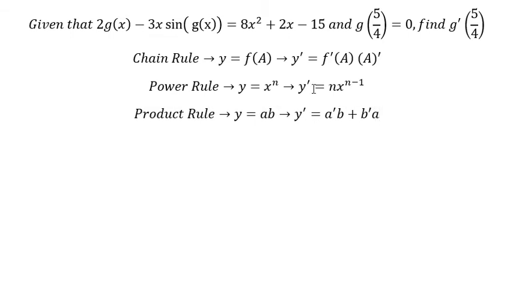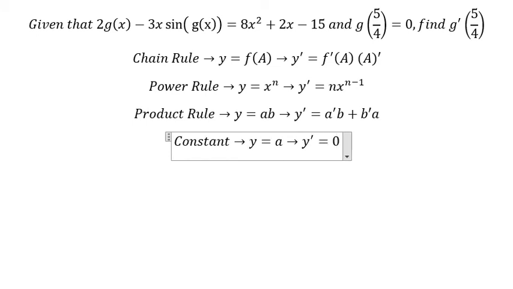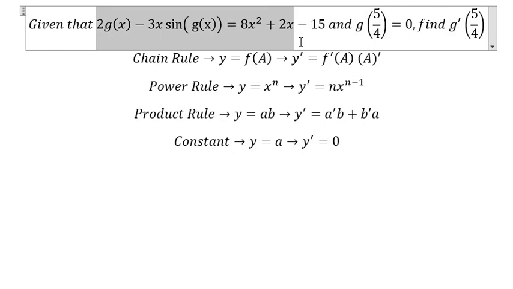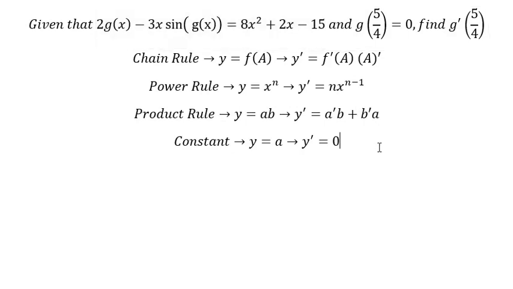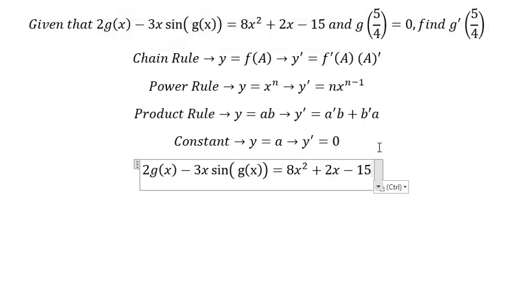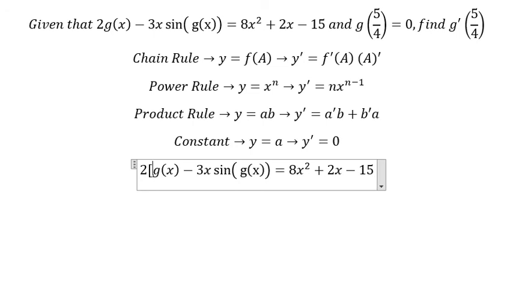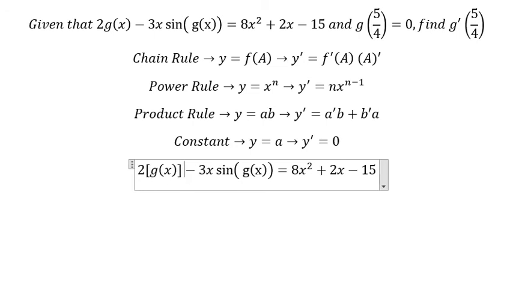And the last one is the constant. When y equals a, that is a constant in here, if we take the derivative of y, we have number 0. Now we can apply everything in here. In this situation, we need to take the derivative of both sides.